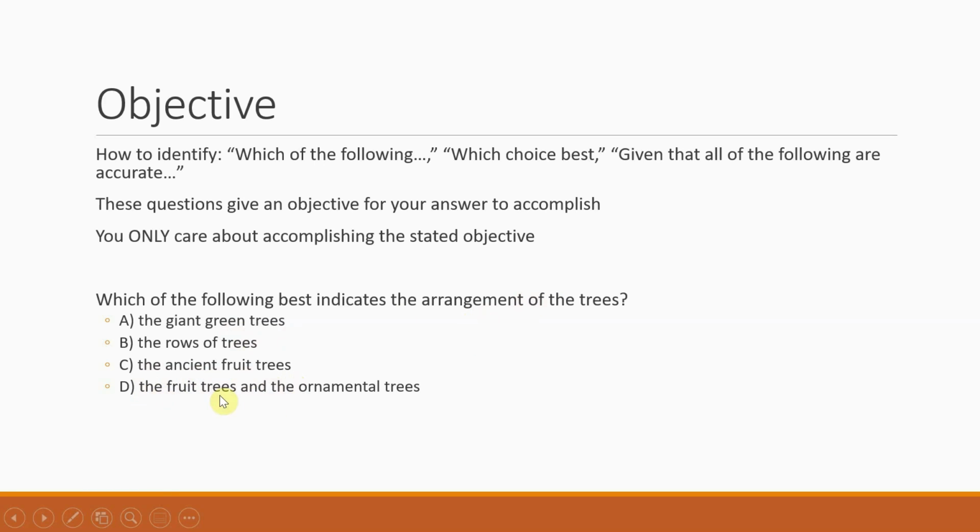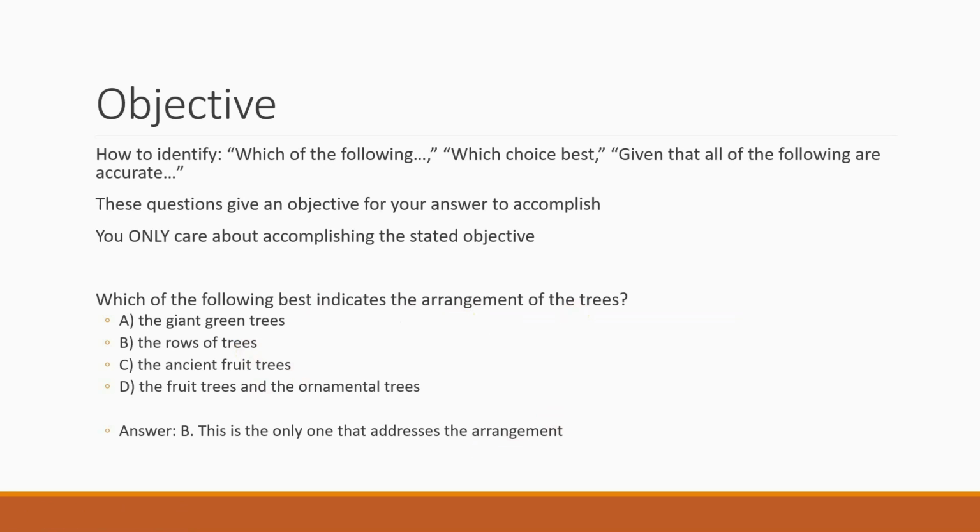And D, the fruit trees and the ornamental trees. Well, this points out I have different types of trees. If the essay is actually talking about several different types of trees, a lot of students might be tempted to go with this one because they think, oh, that's what's relevant. But that's not what it's asking you to do. You only care about the objective. So the answer here is going to be B. That's the only one that answers what is the arrangement of the trees.